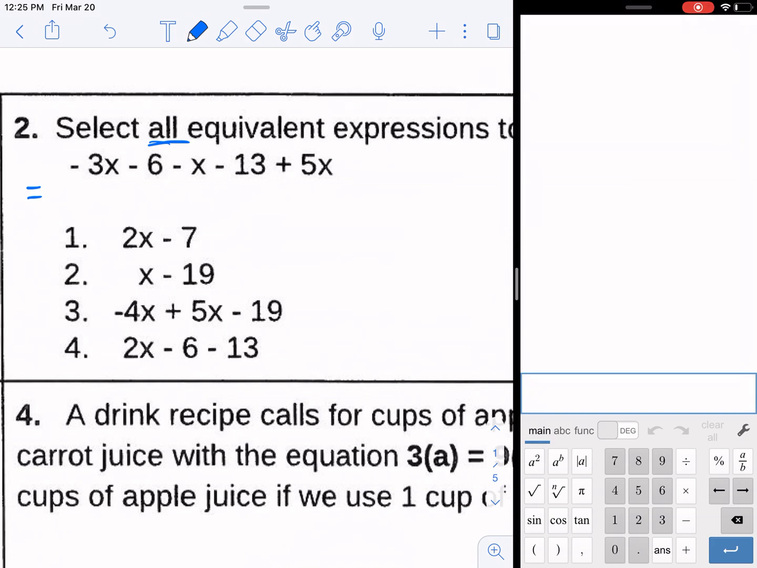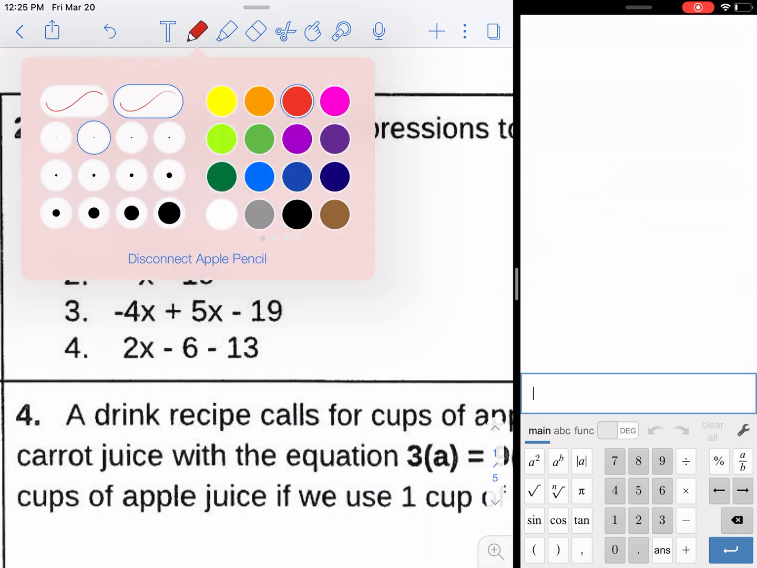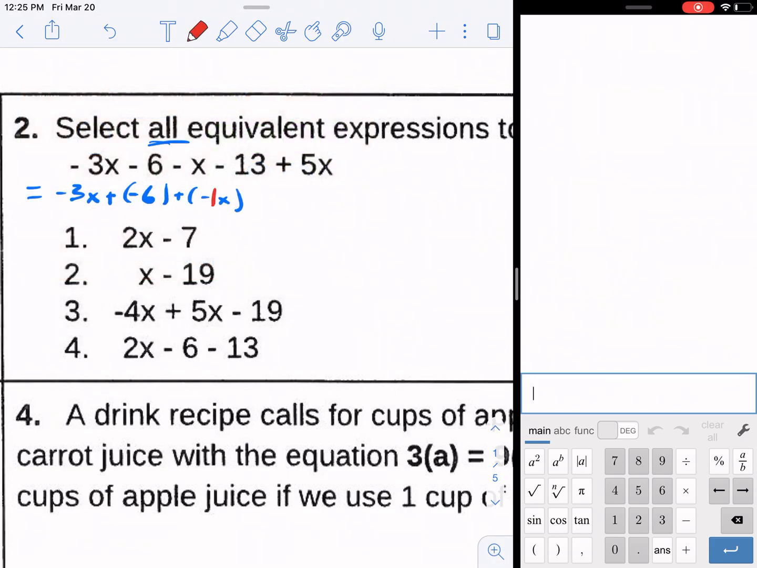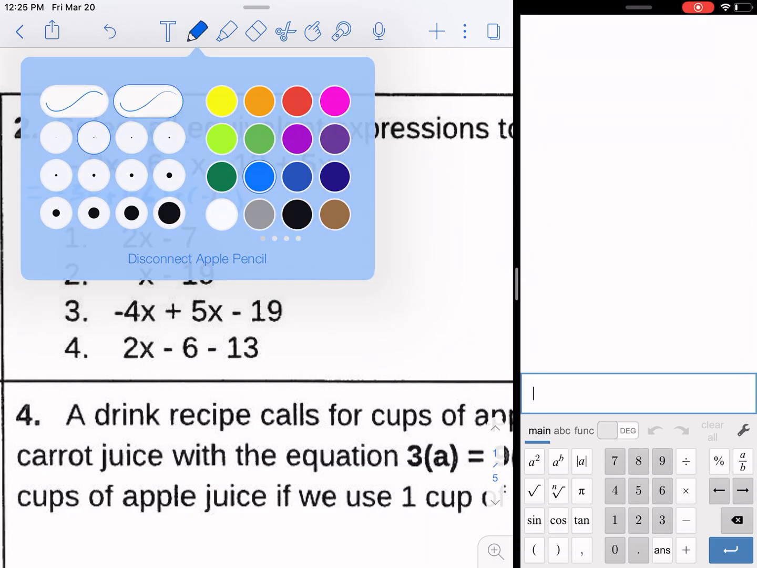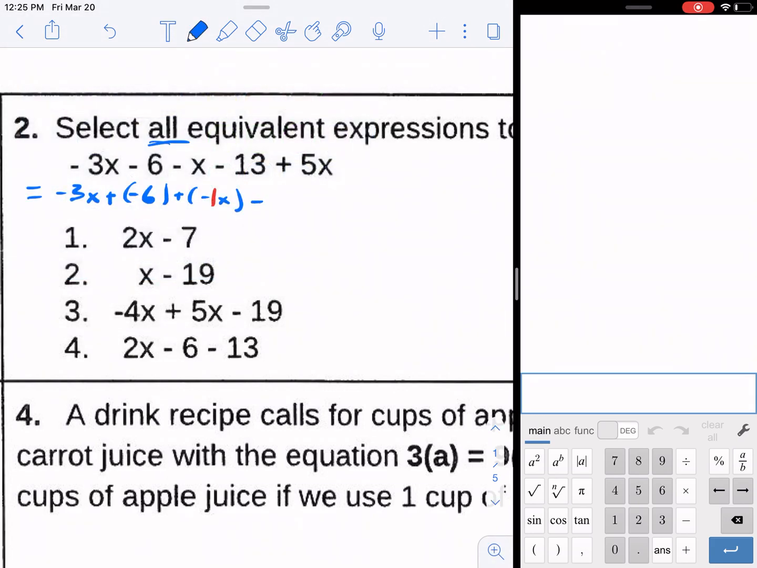So this first one right here, we got negative 3x. So I see a subtraction sign right there. So that's going to be a plus a negative 6. And there's another one right here. So it's another plus a negative x. And don't forget that there's a shiny 1 in front of that right there. All right, keep on going. Plus negative 13. And then plus 5x.